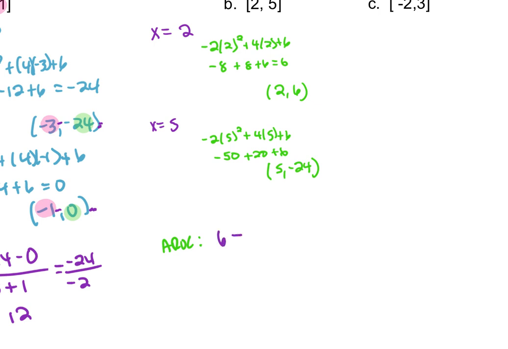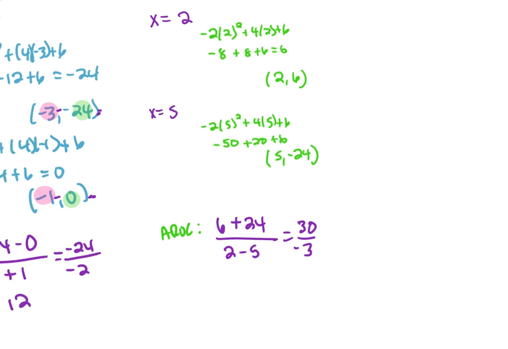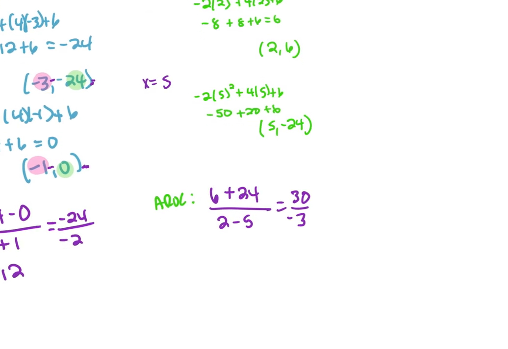6 minus a negative 24 all over 2 minus 5. If you want the other direction, that'll work also. What does that give us? So you can do it either direction and you still get the same. Either direction, just like you do with any other slope that you're doing. But yes, exactly. So what do we get here?